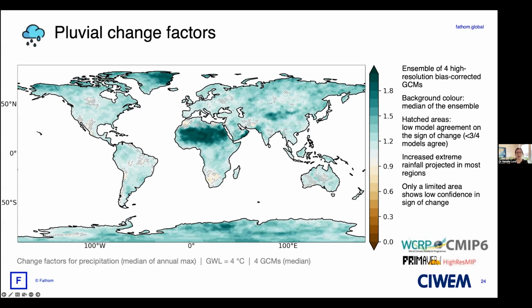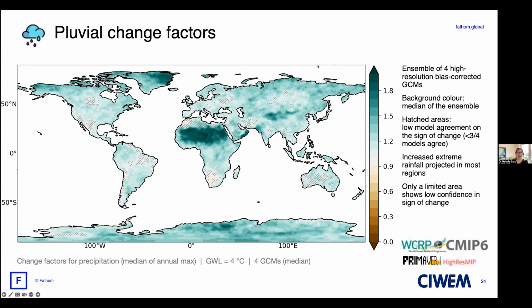changes. On this map, the background colour represents the multi-model median of the change factors for extreme precipitation for a global warming level of 4 degrees Celsius. And the hatching on the plot shows areas with low model agreement on the sign of change. So if fewer than 3 of the 4 models project the same sign of change in precipitation, i.e. either an increase or a decrease, then we have lower confidence in the climate change projections in that region.